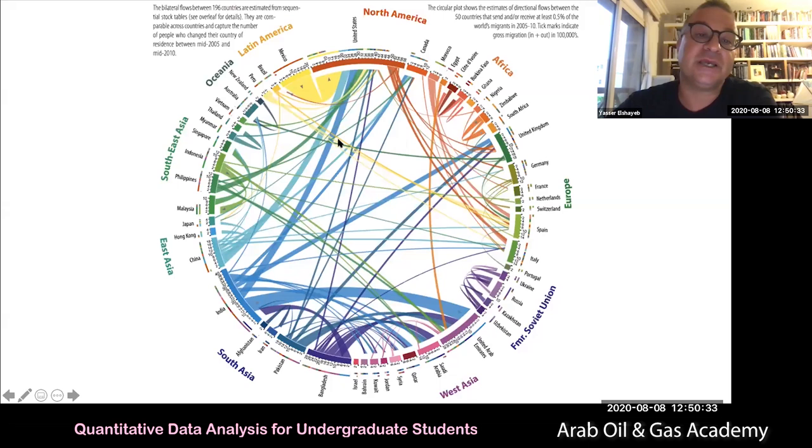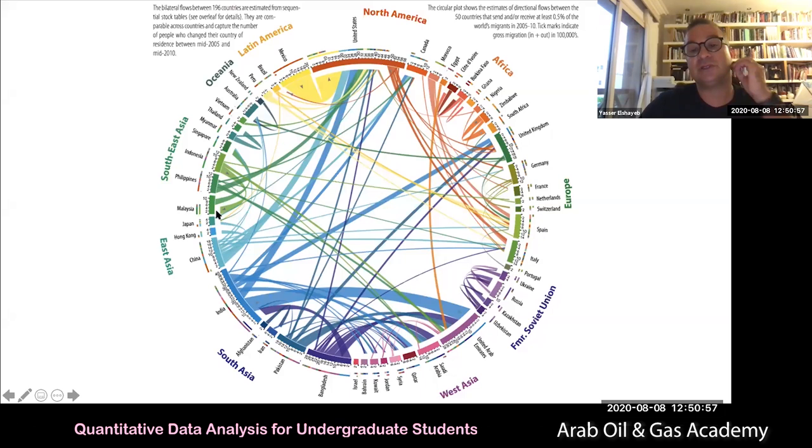If you look into the Philippines, most of the people go to the United States. Some people go to the Emirates. Some of them go to Saudi Arabia and Italy as well. And Canada, we've mentioned it before. And then you have small lines here that you can look into.